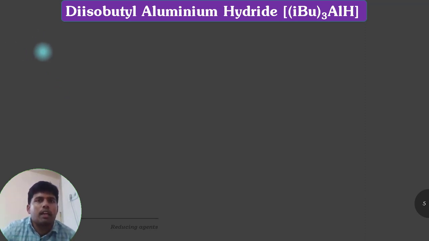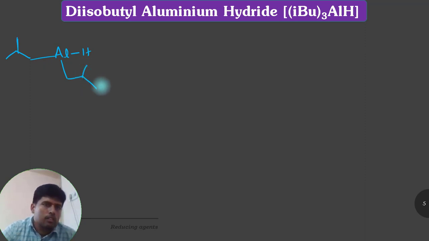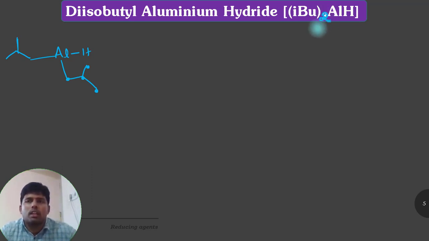So the structure, if you look at, there is one more isobutyl group like this. So 1, 2, 3, 4. This is the isobutyl group. So this is the structure of DIBALH, diisobutyl aluminum hydride.